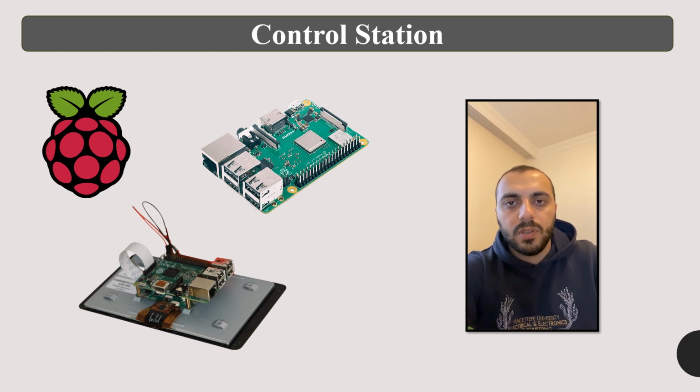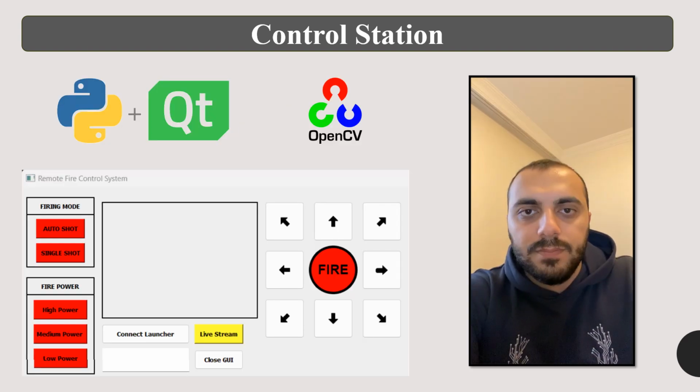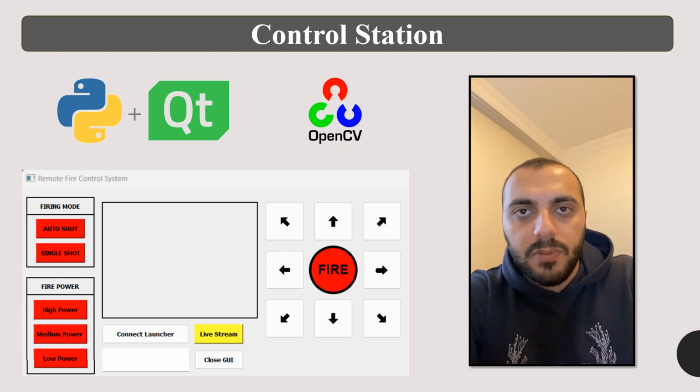Hardware components of the control station are Raspberry Pi 3 and the LCD screen. Here is the screenshot of our graphical user interface. It is coded with Python by using the PyQt5 library. Also, OpenCV is used for capturing the live video stream broadcasted by the ESP32 cam on the launcher and displayed on the interface.